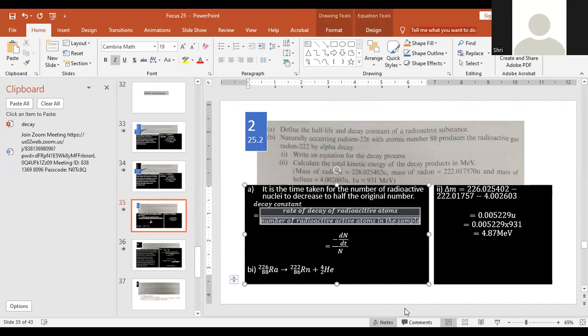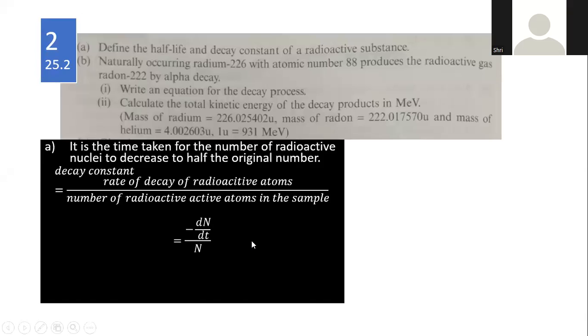You cannot just write a formula. You have to explain the formula that you write. What does the symbol stand for? Decay constant, that's the constant. So the rate of decay of radioactive atoms, that's the rate, and the number of atoms in the sample. Or you can define it as the probability of decay per unit time.